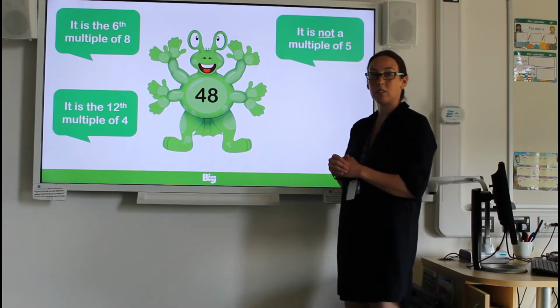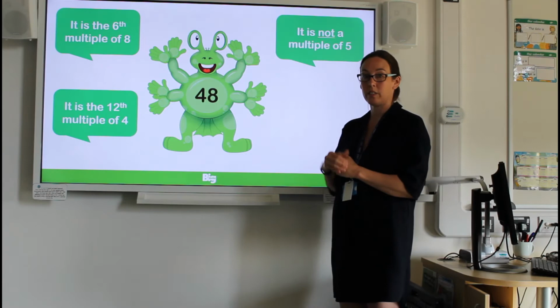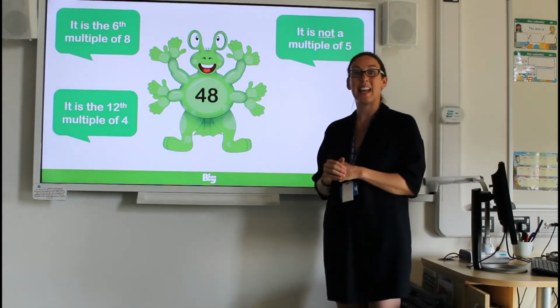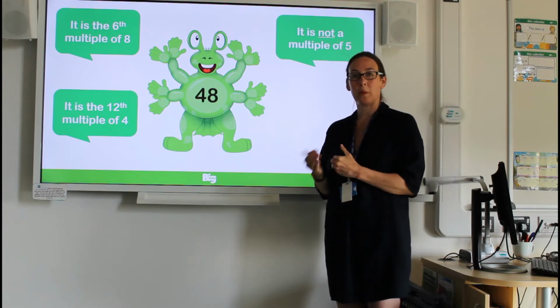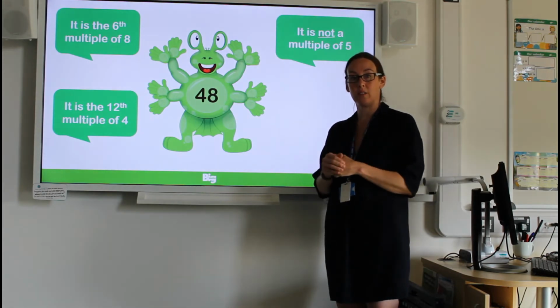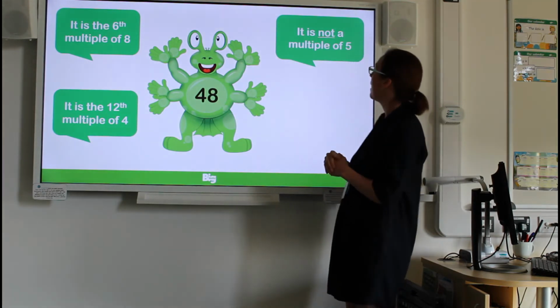It is not a multiple of 5. And how do we know that? Well, if we look at the number 48, it ends in an 8. What do we know about numbers in our 5 times tables? What do they end in? They all end in a 5 or in a 0, don't they? So that cannot be a multiple of 5.